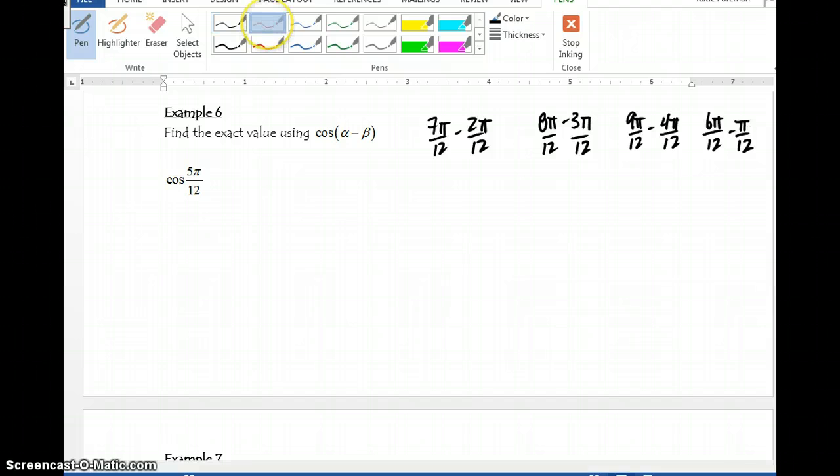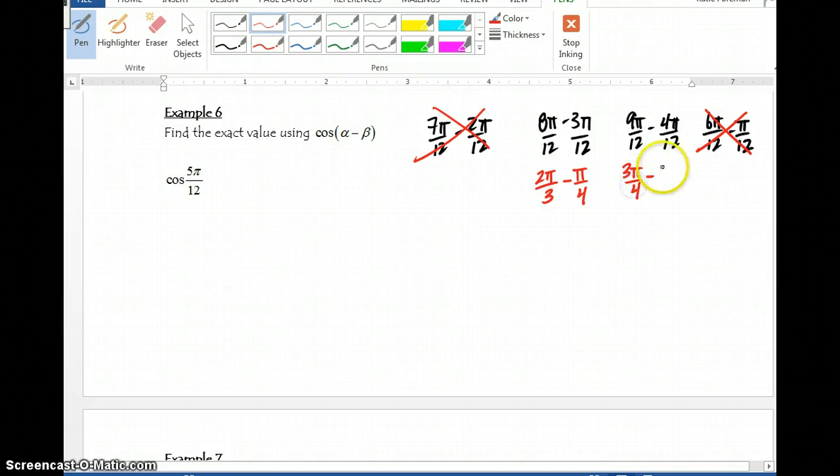Now it's up to us to see which combination will reduce to one of our exact values, one of our reference angles. Well, 7 over 12 doesn't reduce, so that one's out. Likewise, 1 over 12 doesn't reduce, so we can't use that one either. 8 twelfths, both 8 and 12 are divisible by 4, so that would reduce to 2 pi over 3. 3 twelfths reduces to a fourth. 9 over 12 reduces to 3 pi over 4. 4 twelfths reduces to 1/3. Now you only need one combination. Once you find one combination, you don't have to look for anything other. I'm going to use this one.